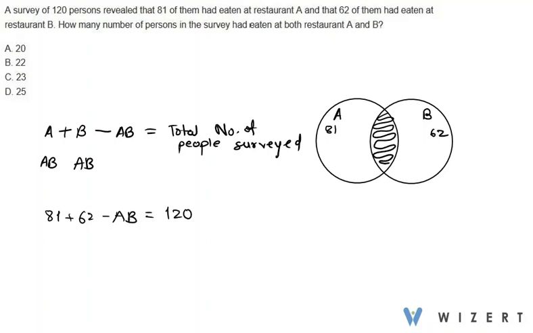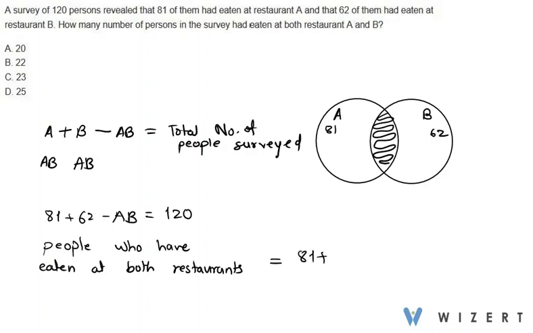So people who have eaten at both restaurants can be found out by simply doing 81 plus 62 minus 120. So this is 2 plus 1 is 3, 8 plus 6 is 14, minus 120. So we get the number of people who have eaten at both restaurants as 23. Answer is option C.